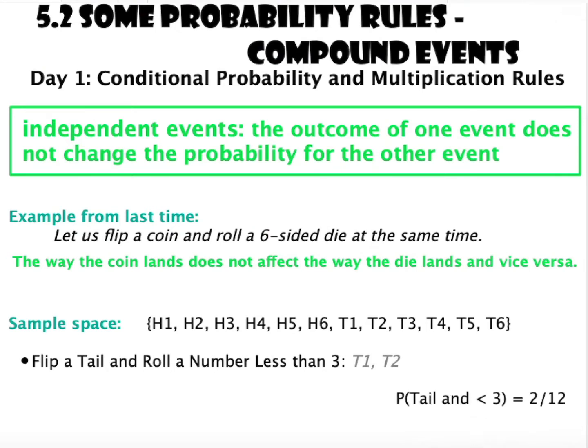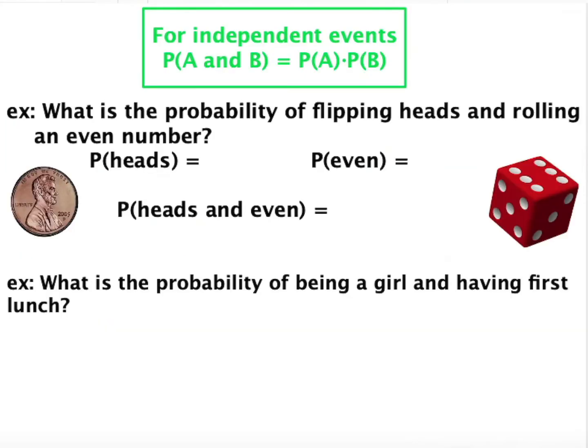So we could say the probability that you get a tail and a number less than 3 would be 2 out of 12 or 1/6. That's an example of a compound event because we're talking about something happening and something happening in sequence. You'll hear me say this a lot, that the word "and" means multiply in probability. And means multiply. And it's just as simple as that for independent events.